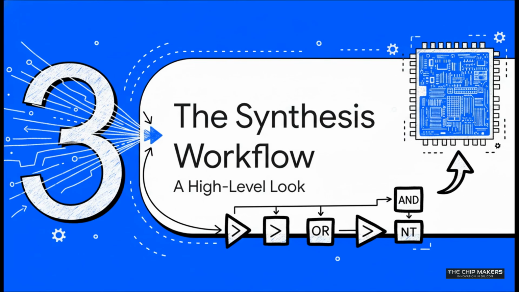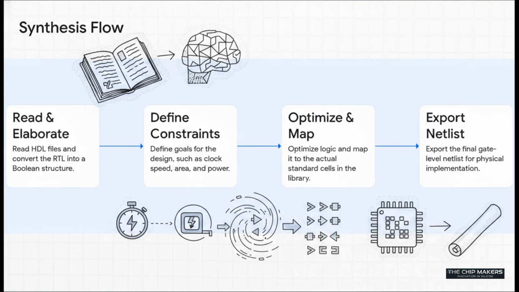Okay, so we've covered the what and the why. So now let's take a look at the actual workflow. How does the tool actually go from that initial code to the final blueprint? It pretty much happens in a few key stages. First, the tool reads all the code and elaborates it, which just means it builds an internal generic model of the logic. Then, it applies those constraints, all the rules about speed, area, and power.